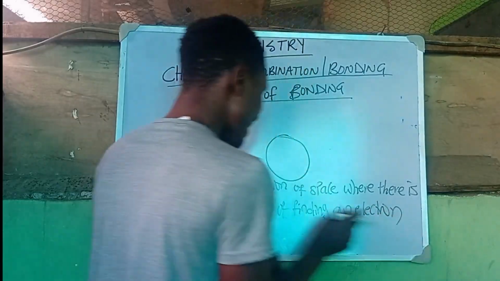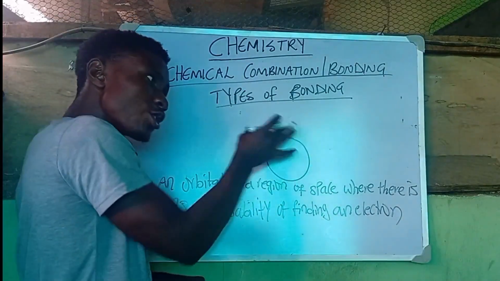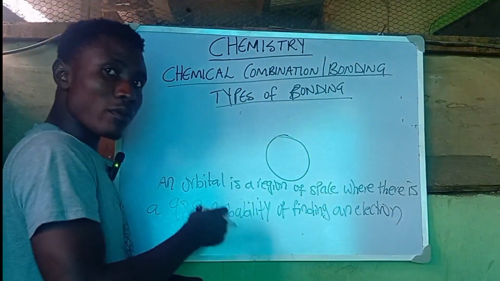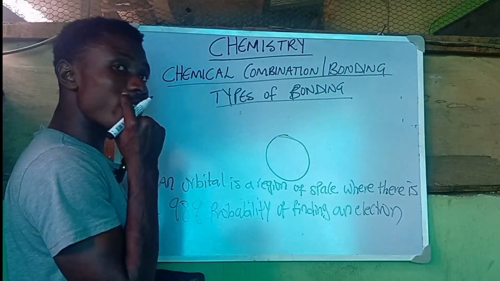So when we see a circle like this in chemistry, we already know that this is an orbital, and it's a region of space where there's a 98% probability. That means the probability of us finding an electron in an orbital is very, very high.